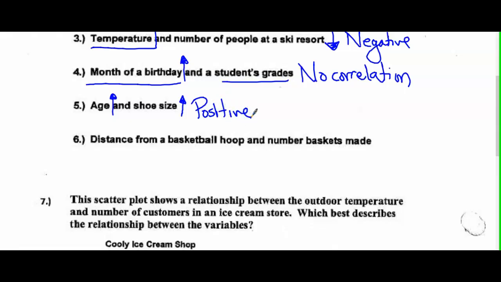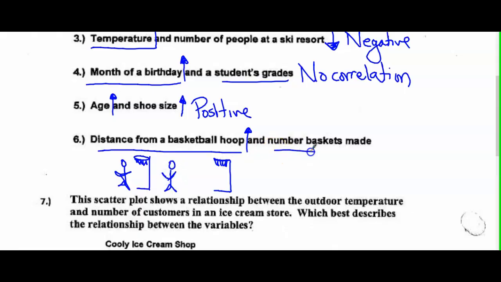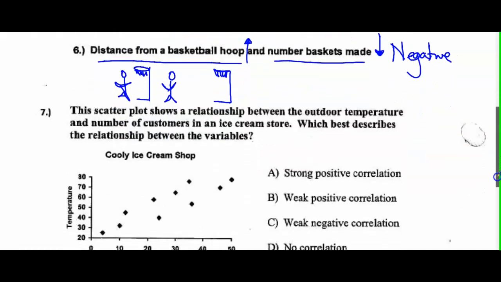And the last one, the distance from a basketball hoop increases. So, here's my drawing, here's the hoop. As the distance increases from the hoop, gets farther away, the number of basketball baskets made typically decreases, so this would be negative. Hopefully you understand those. If not, make sure you email me.